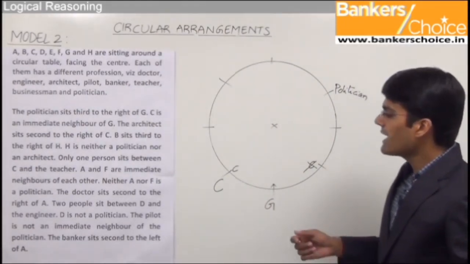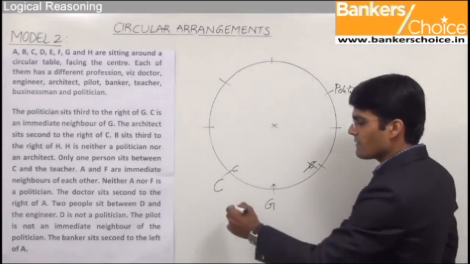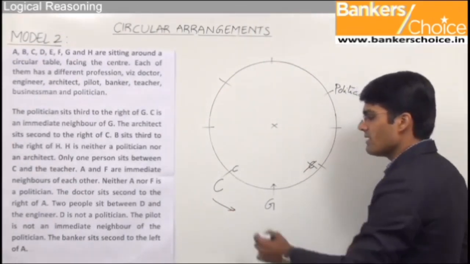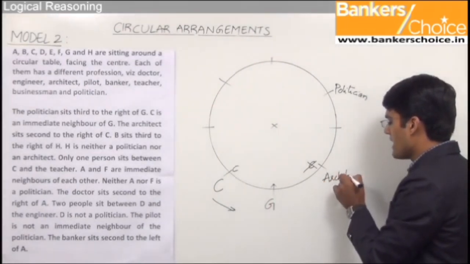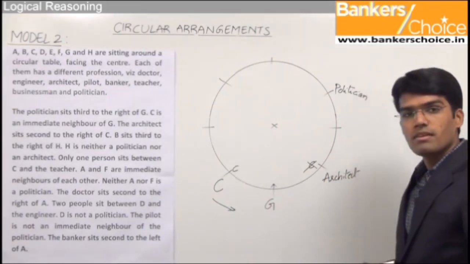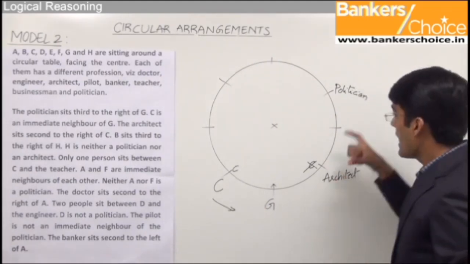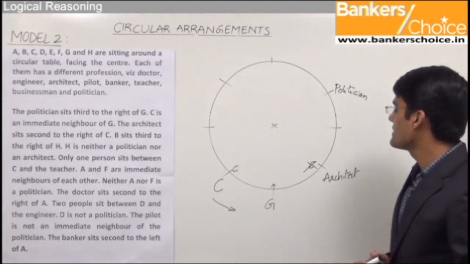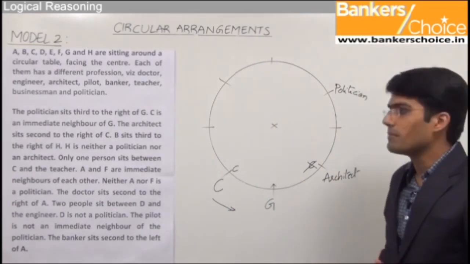And now we know that the architect sits second to the right of C. So to the right of C is in the anti-clockwise direction. So 1 and 2, this place should be occupied by the architect. So far we have fixed two persons, C and G, and two professions, that is architect and politician, on the table. Let us now move to the next statement.